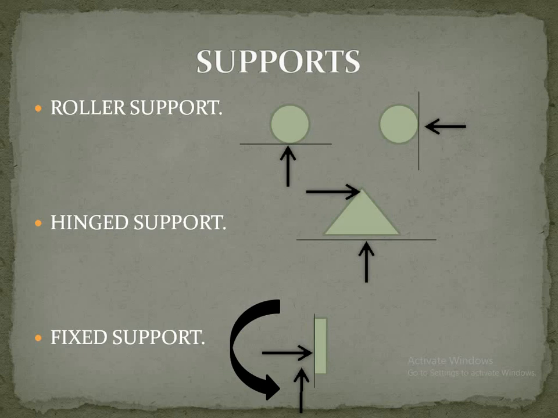So if we conclude the different types of supports, what we get is that the roller support can only provide one reaction force, while the hinge support provides two reaction forces, and the fixed support provides three reaction forces, which are equal and opposite to the applied load.